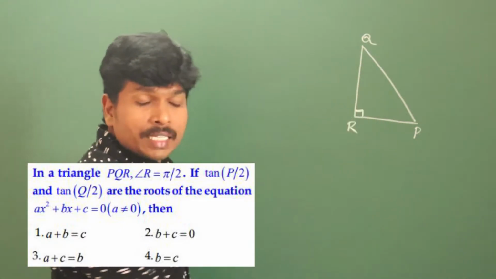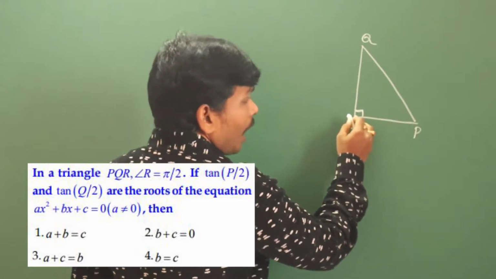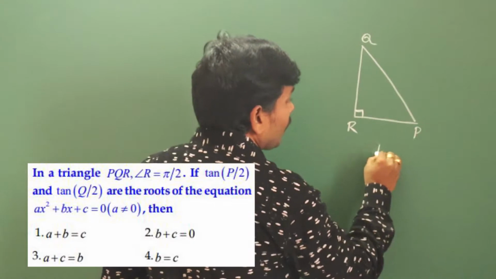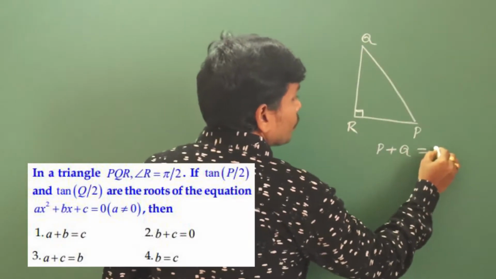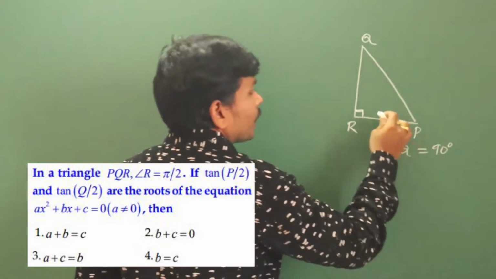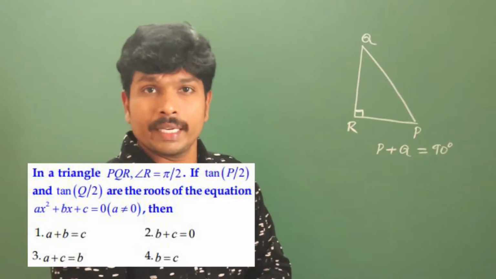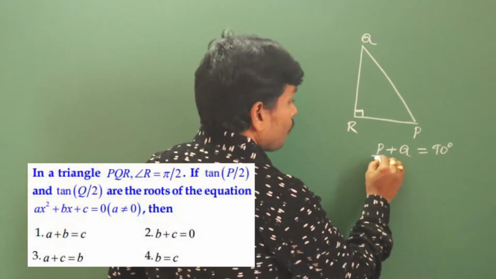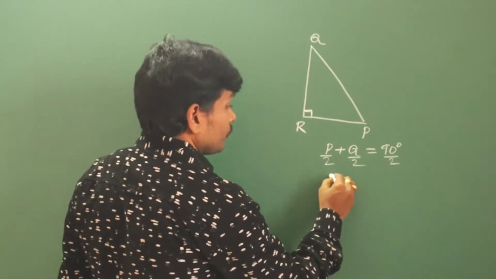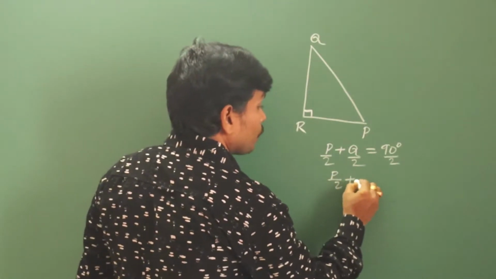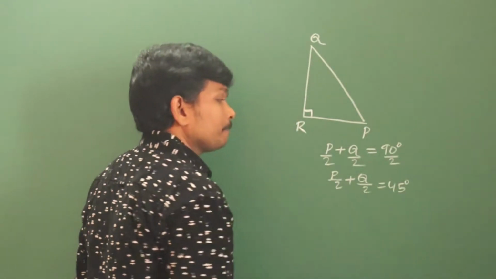The sum of the three angles in a triangle is 180 degrees. Now here R is 90 degrees, then what is the sum of the other angles? P plus Q is definitely 90 degrees, because 90 plus 90 is 180 degrees. Then divide by 2 each and every term. Then you will get P by 2 plus Q by 2 is equal to 45 degrees.